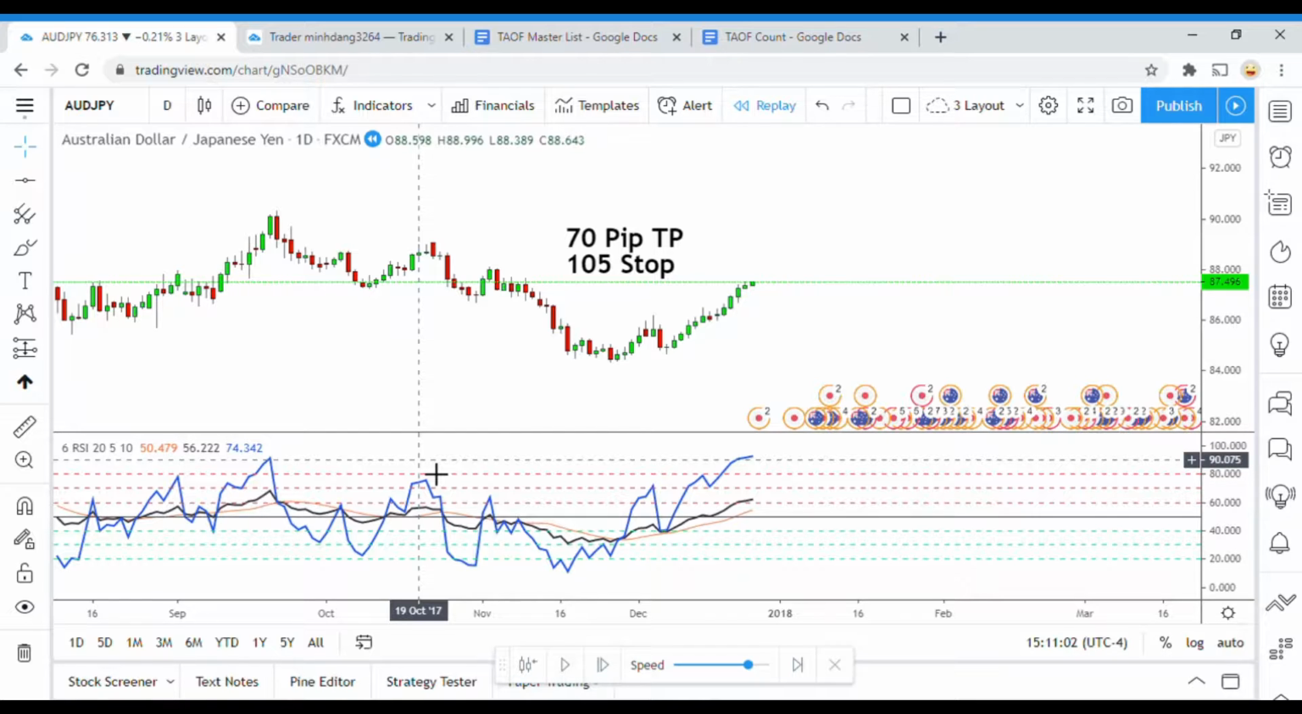Now, that's not to say that there aren't lots of other ways that the RSI can be incorporated into your trading plan or your trading system. Another very popular way to use the RSI, like I said, the RSI is a strength indicator. In that aspect, you can use it to look for divergence in the strength of the particular pair.